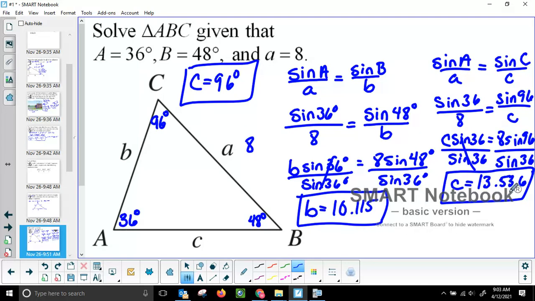Yeah, right. 13.536 is bigger than 10.115 and bigger than 8, right? 36 is our smallest angle, so it should be across from my shortest side. Is 8 my shortest side? Sure is, right? So that just tells us that our answer at least makes sense. It doesn't tell us for sure that we're 100% correct, but it does tell us that our answer makes sense. Okay. So that's just a good little trick to check every time you solve a triangle to make sure that it makes sense.